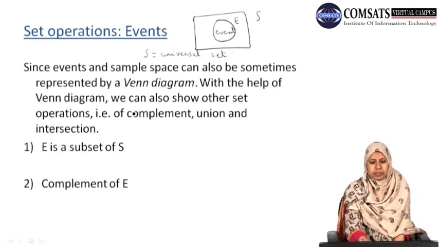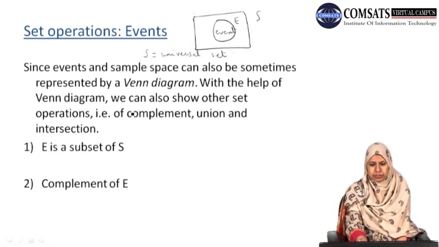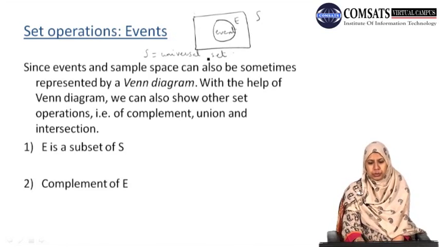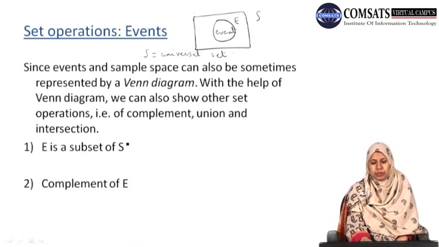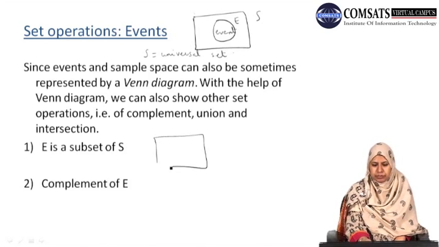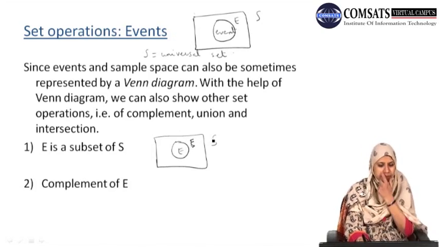Now since events and sample space can sometimes be represented by a Venn diagram, with the help of this Venn diagram we can also show other set operations of events, that is the complement of an event, the union of two events, the intersection of two events, and so on. First, we want to show that our event is definitely a subset of our sample space. This we have also shown, but just to make it more clear again, if this is our event E, then definitely our event is a subset of our sample space S.